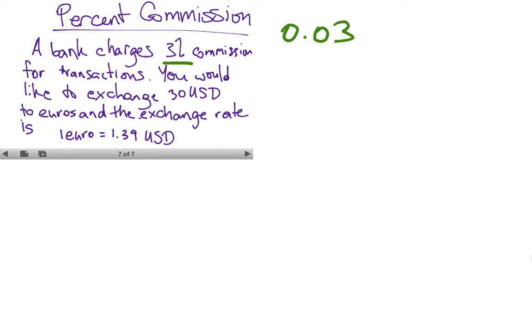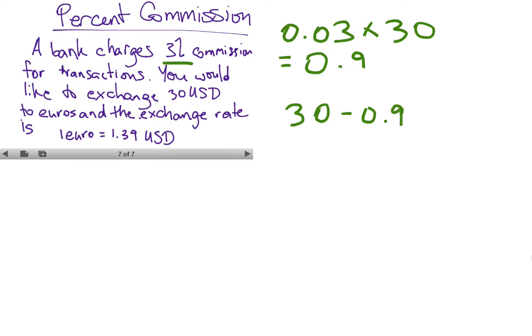Where'd you get the 0.03 from? 3%. So you change it to a decimal, times 30, and you get 0.9. Then you just subtract that from 30. It's 29.1. So 90 cents. 29.10.